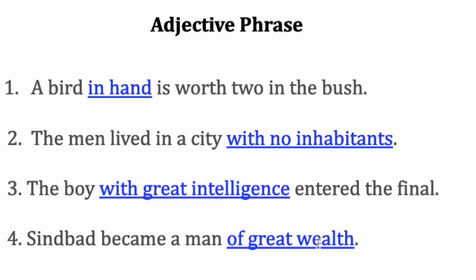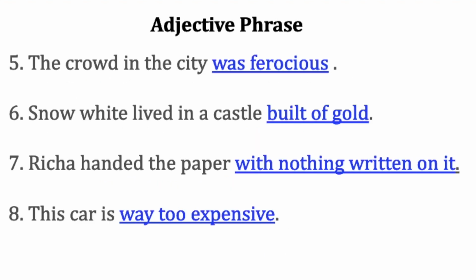Sindbad became a man of great wealth. What sort of man did he become? Of great wealth. It means wealthy. So in place of the word wealthy, we have this form, of great wealth. A group of words acting as an adjective, an adjective phrase. Alright, the crowd in the city was ferocious. What sort of crowd? Ferocious. So was ferocious, group of words, adjective phrase.